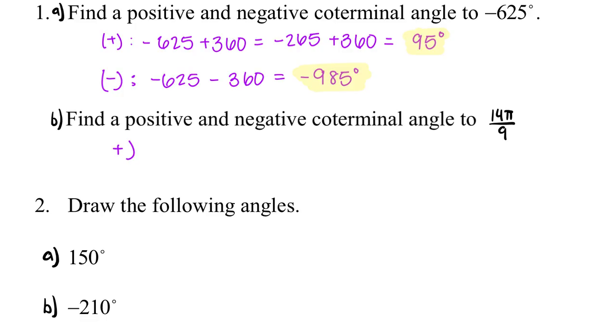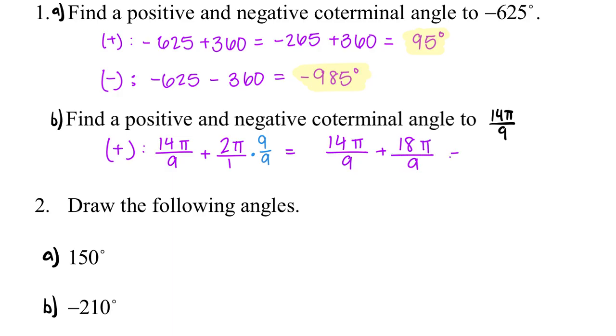To get the positive, I take 14 pi over 9 plus 2 pi over 1. Keep in mind, you have to get the same denominator, so I multiply top and bottom by 9. I end up with 14 pi over 9 plus 18 pi over 9. If you add correctly, you get 32 pi over 9, and that is my positive.